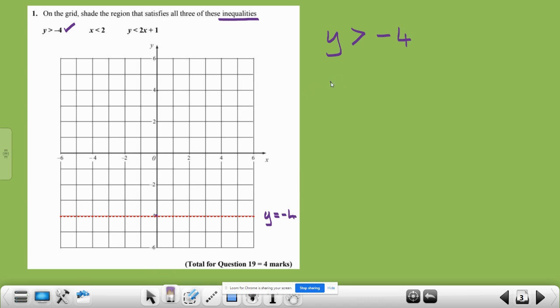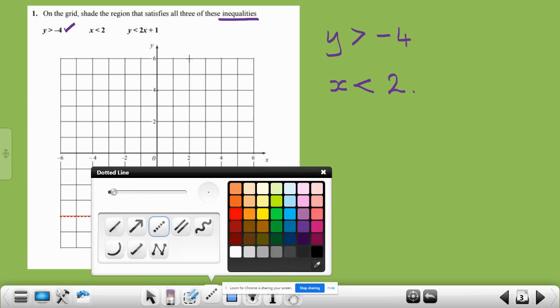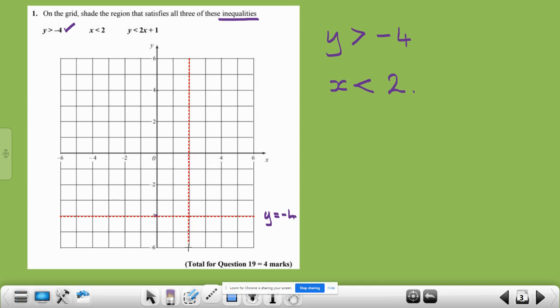Now let's look at the second one, and it says there x is less than 2. So we're going to do the same thing. We're going to find where x is equal to 2, which is here. And indeed, anywhere along that line, x is equal to 2. So we can draw that line in like so. And let's write, that's where x equals 2.